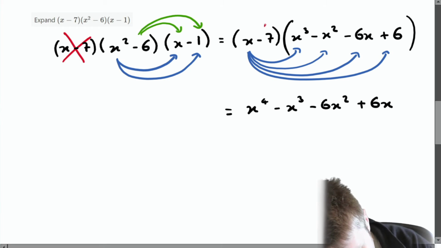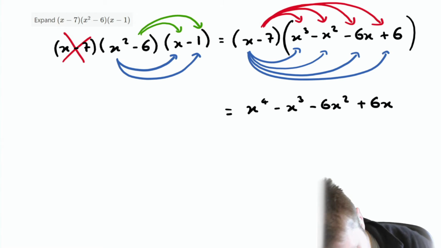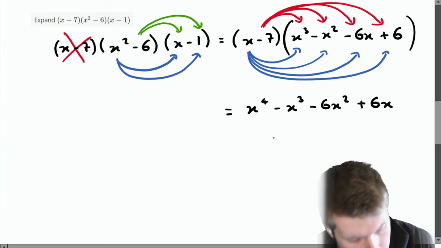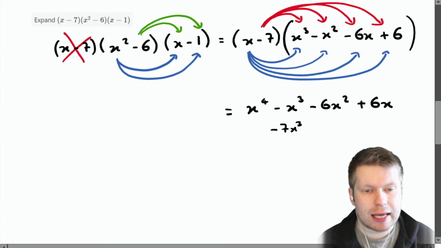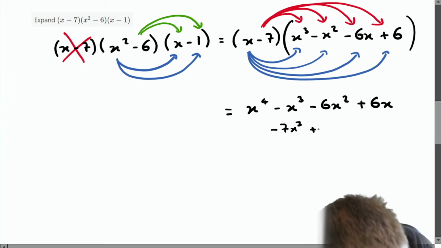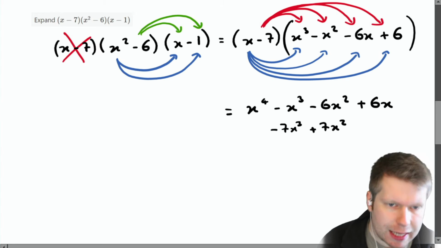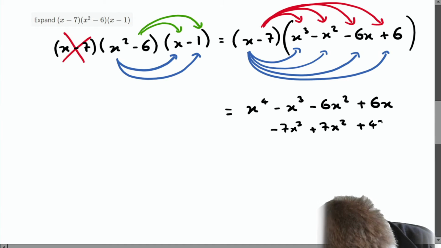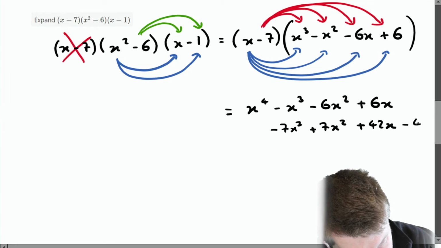If I now go back and make sure the negative 7 gets distributed over everything in the second brackets, so there's 4 things again to distribute over, we can do that. And I'm just going to write it on the bottom line just to make it a little bit clearer. So negative 7 times x cubed, that's going to give me negative 7x cubed. Negative 7 times a negative x squared, that's going to give me positive 7x squared. Remember, a negative times a negative there. Negative 7 times negative 6x, that's going to give me positive 42x. And then negative 7 times positive 6, that's going to give me negative 42.